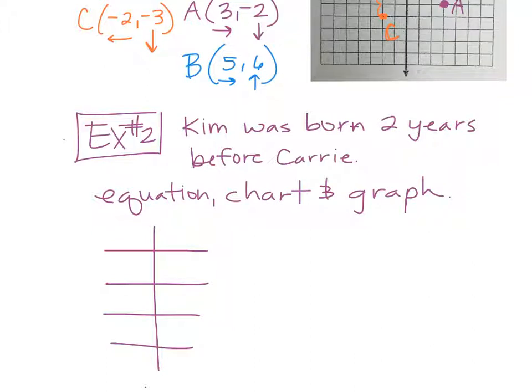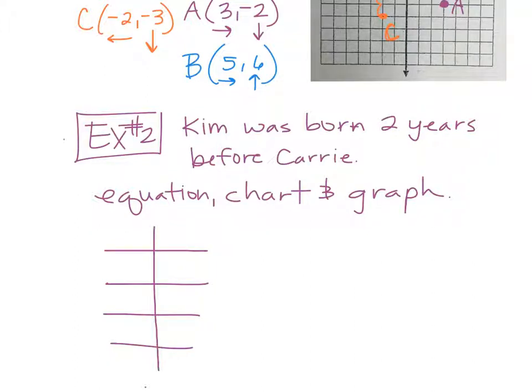Okay. We're talking about two people. We're talking about Kim and we're talking about Carrie, okay? And it says Kim was born 2 years before Carrie was. So technically right here, there's multiple ways you could come up with the equation and multiple ways you could come up with your chart. I'm just going to go with the way that the book does it because I feel like that's the way most people probably would. That doesn't mean it's the only way, okay?